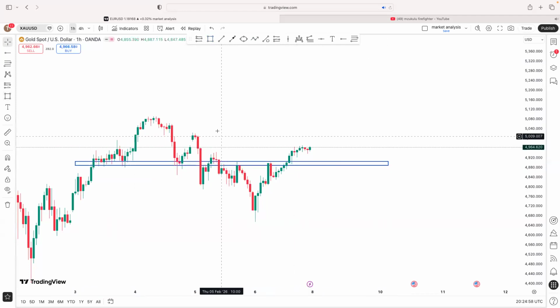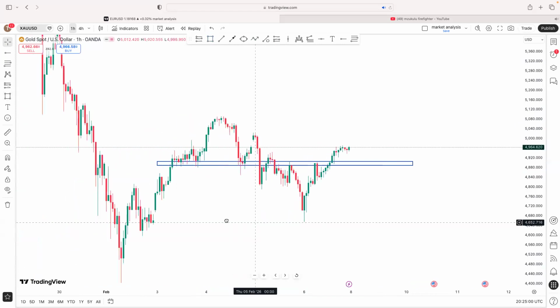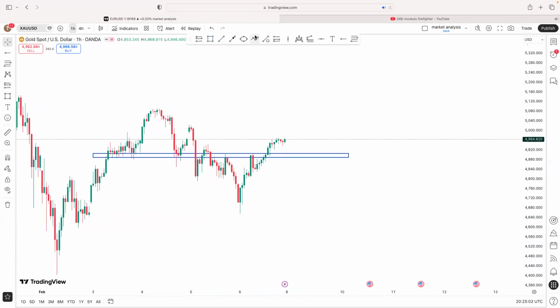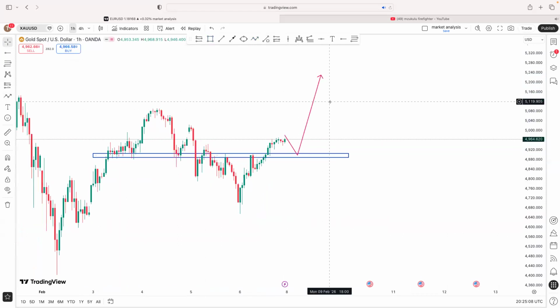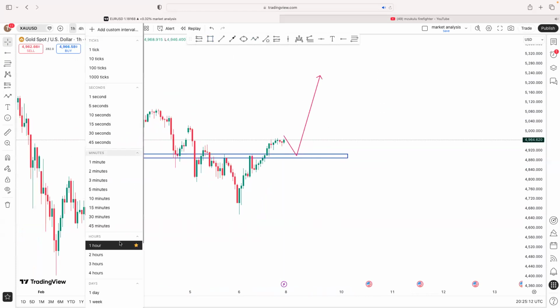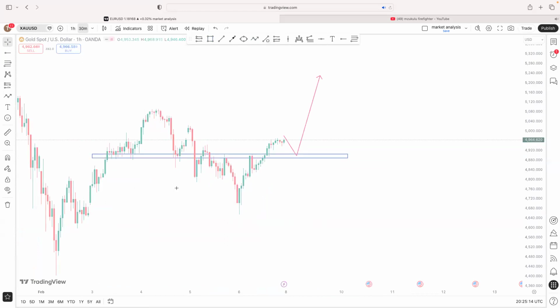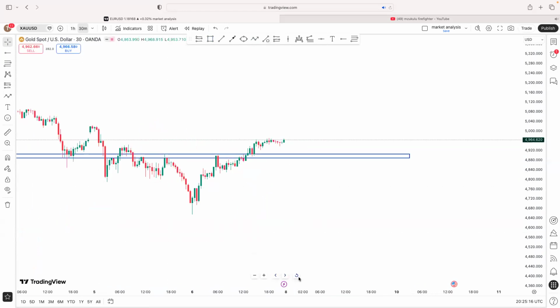What do I want? I would want the market to come back, retrace back into this area of interest before we have the next impulsive move to the upside direction. That's all I've got on gold. I'm going to drop down a little bit into 30 minutes. I want to say something, right?